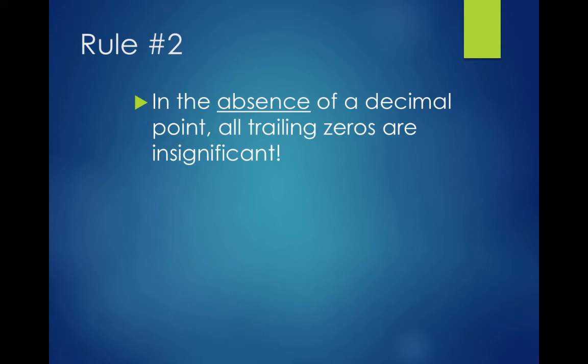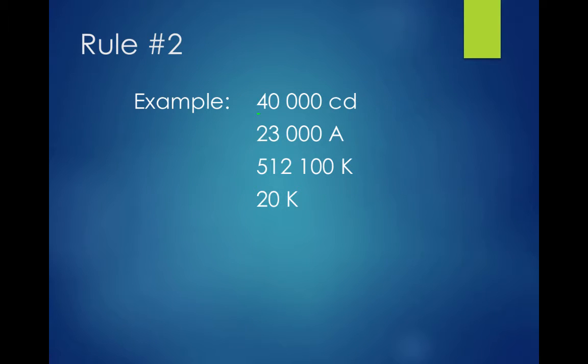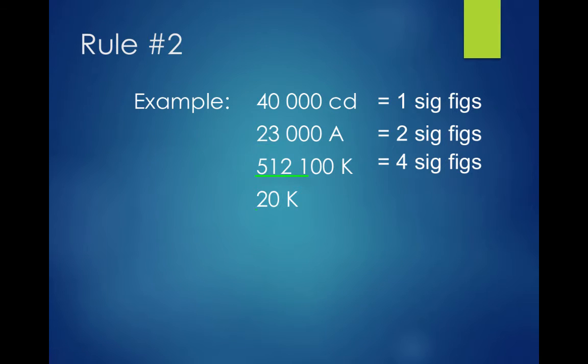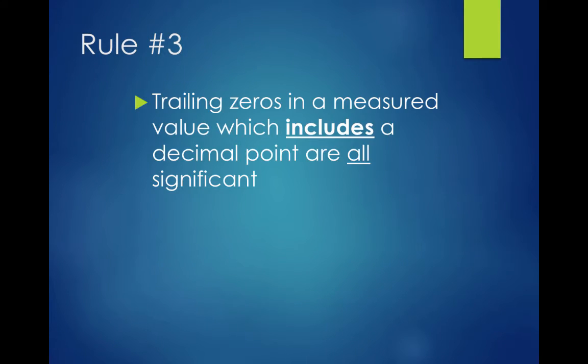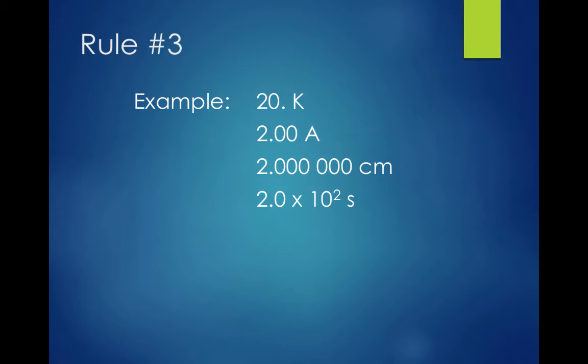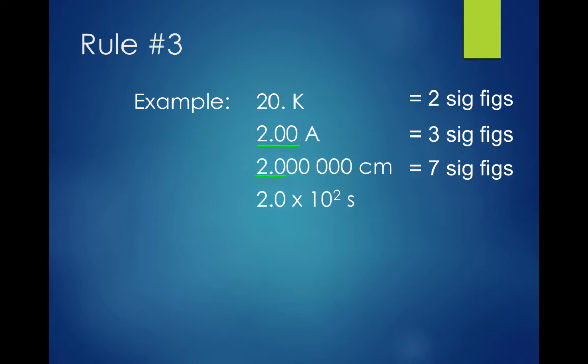Rule number 2. In the absence of a decimal point, all trailing zeros are insignificant. They are simply placeholder zeros and are not significant. Example, 1 sig fig, 2 sig figs, 4 sig figs, 1 sig fig. Rule number 3. Trailing zeros in a measured value which includes a decimal point are all significant. Notice the decimal place. 2 sig figs, 3 sig figs, 7 sig figs, 2 sig figs.